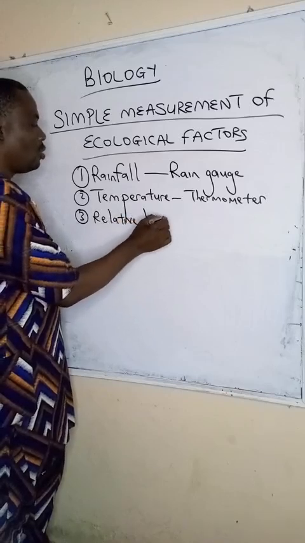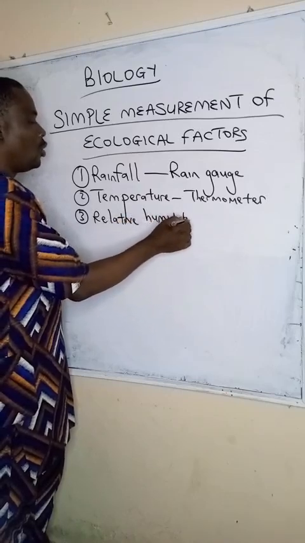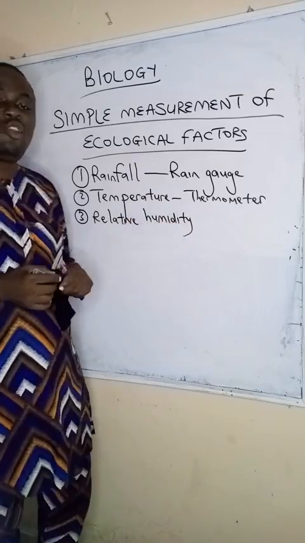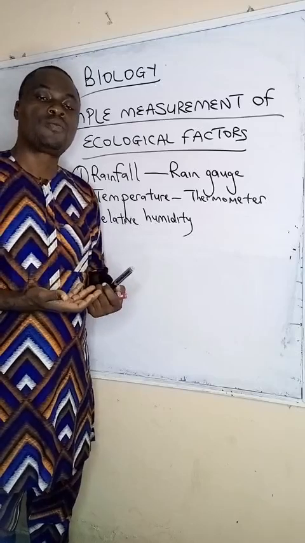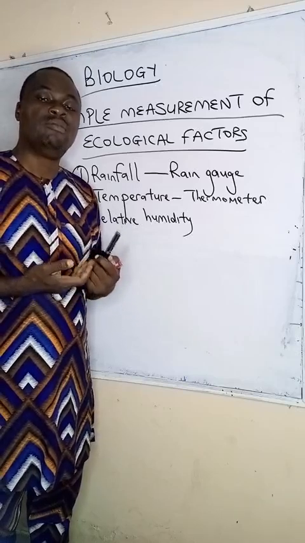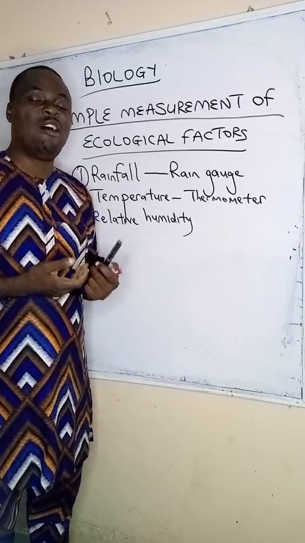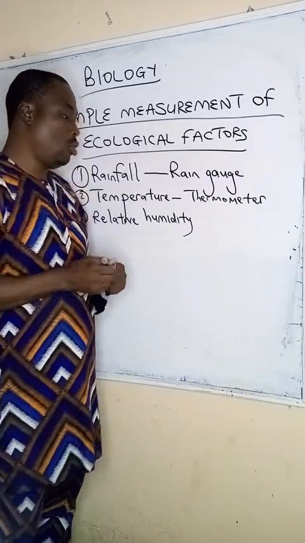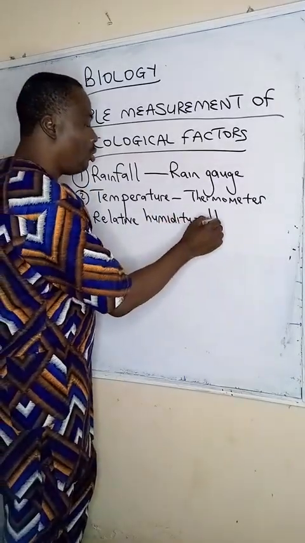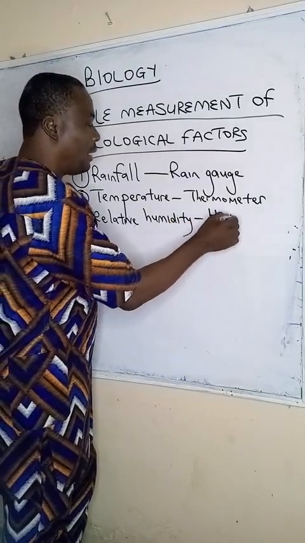Relative humidity. What is humidity? Humidity deals with the amount of water vapor present in the atmosphere. If an environment is highly humid, it means it has more water vapor. So it's measured with what is called the hygrometer.